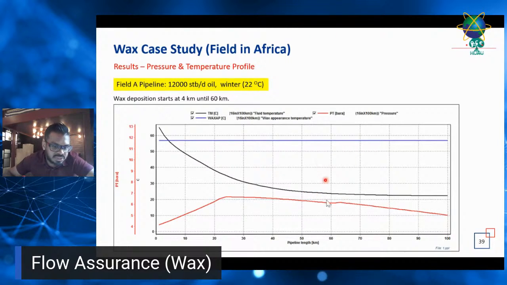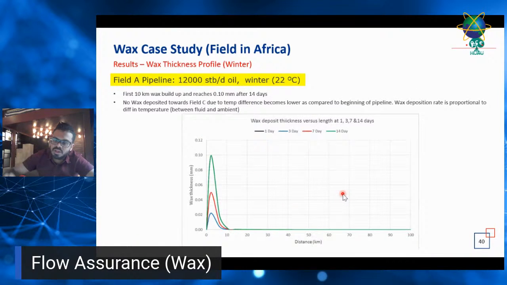The wax will still precipitate, but it will be transported as a slurry instead of depositing on the pipe wall. So as you can see here, it is only depositing at the beginning of the pipeline, at the inlet section. So this is thickness, this is the distance.